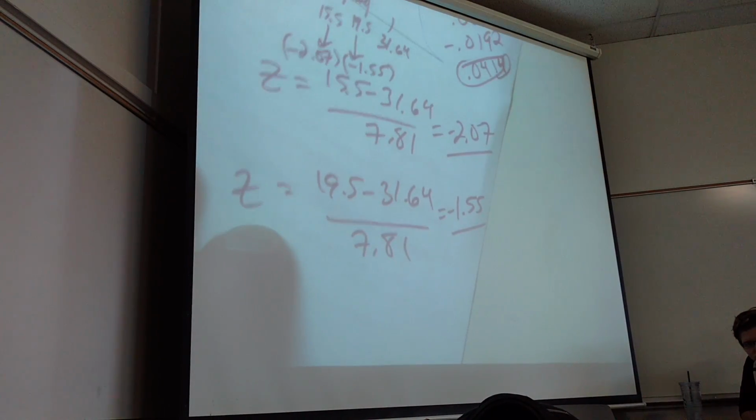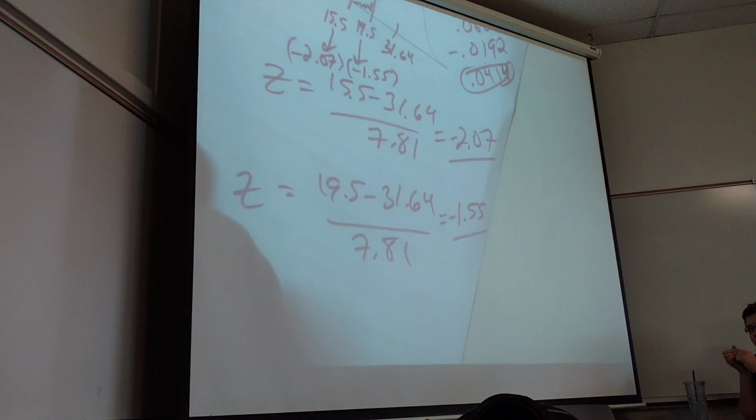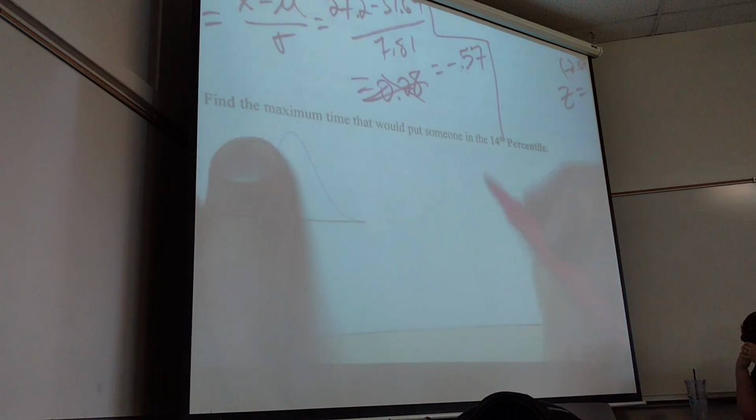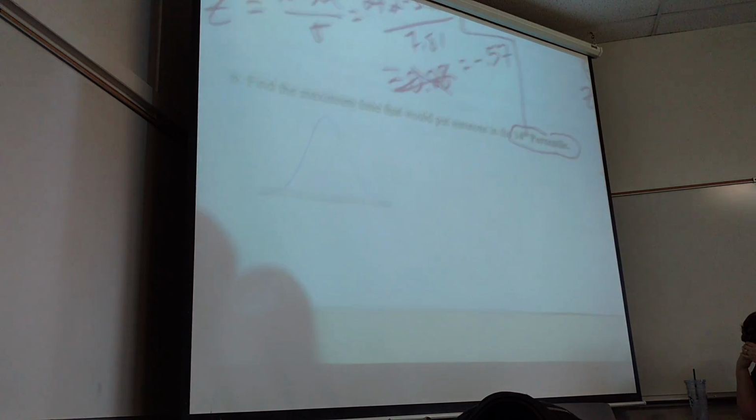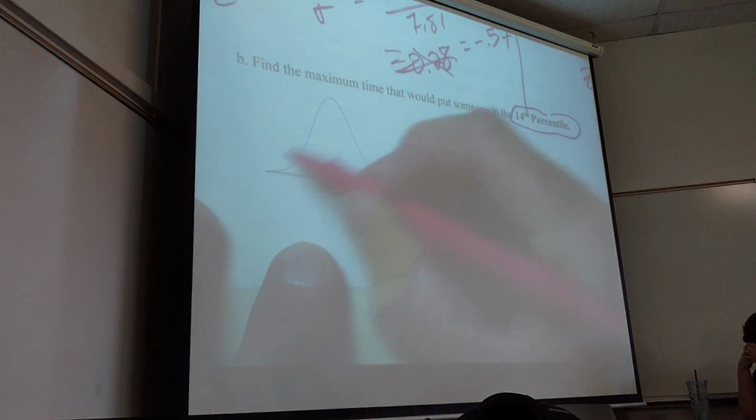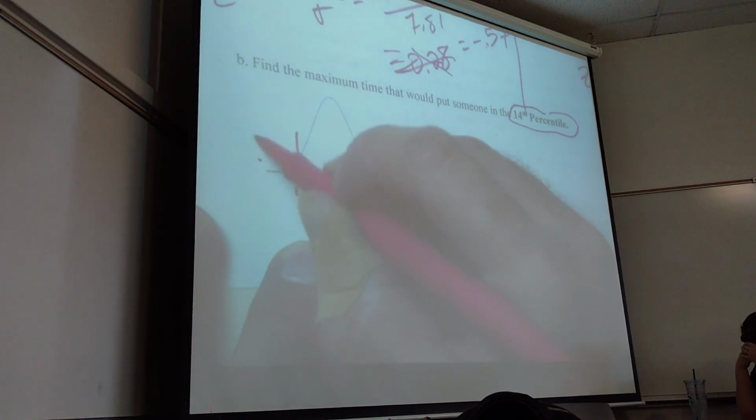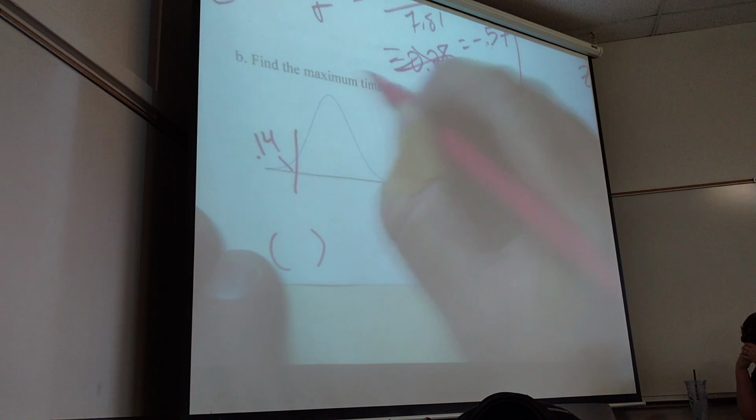Okay, so some of these questions might seem like what's the purpose, but right now the purpose is purely to get used to how to do this. Convert to z-scores, look them up, it's just the mechanics we're trying to get to know. So what about this, the 14th percentile? Where would I draw that? Down here, because it's supposed to have just 0.14 below it.